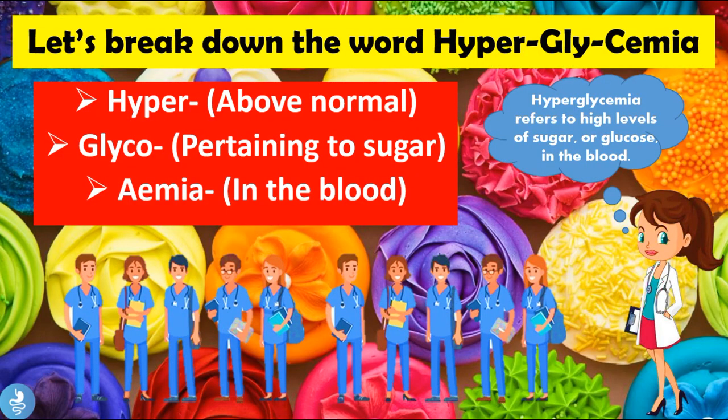So let's take a closer look at the word hyperglycemia, and let's break it down a bit further. The word hyper means above normal, glyco means pertaining to sugar, and emia means in the blood. So if we put that word together, we get hyperglycemia, which refers to high levels of sugar or glucose in the blood. So now that we know what the word means, let's take a closer look at what are the causes of hyperglycemia.